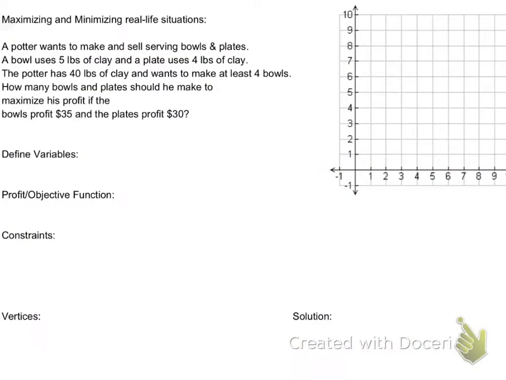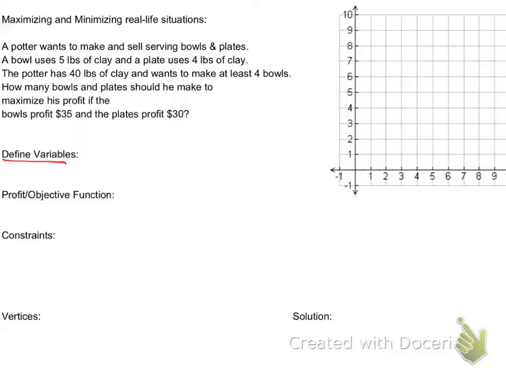So now we're going to deal with a word problem. A potter wants to make and sell serving bowls and plates. A bowl uses 5 pounds of clay and a plate uses 4 pounds of clay. The potter has 40 pounds of clay and wants to make at least 4 bowls. How many bowls and plates should he make to maximize his profit if the bowls profit $35 and the plates profit $30? So the first thing we need to do is define our variables.